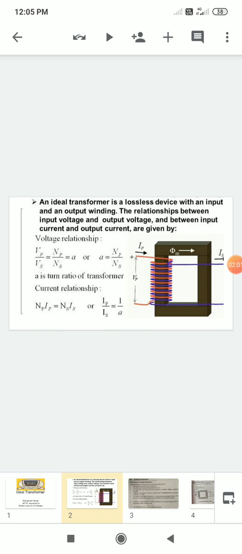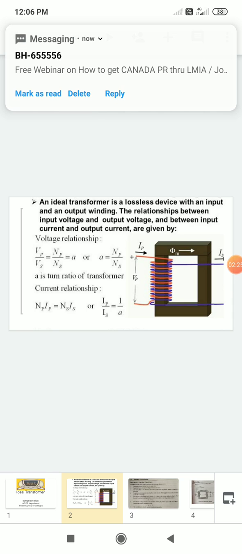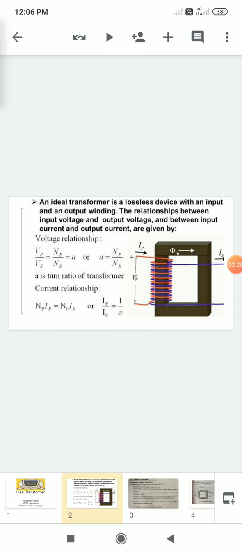So generally this comes out to be 1, because in the case of an ideal transformer there is no loss, and k or the transformation ratio comes out to be approximately equal to 1. And by this we came to know that Np over Ip is equal to Ns over Is, where Is is the current in the secondary coil and Ip is the current in the primary coil. From here you can draw the relations.